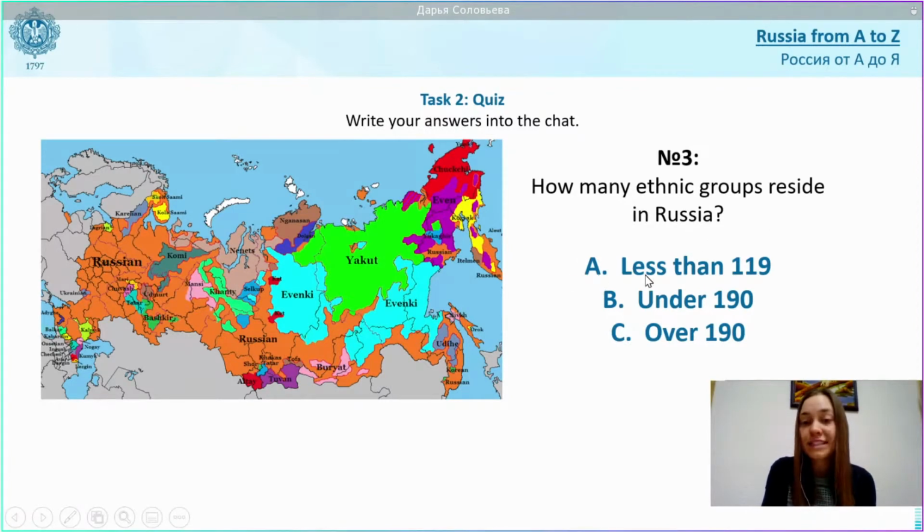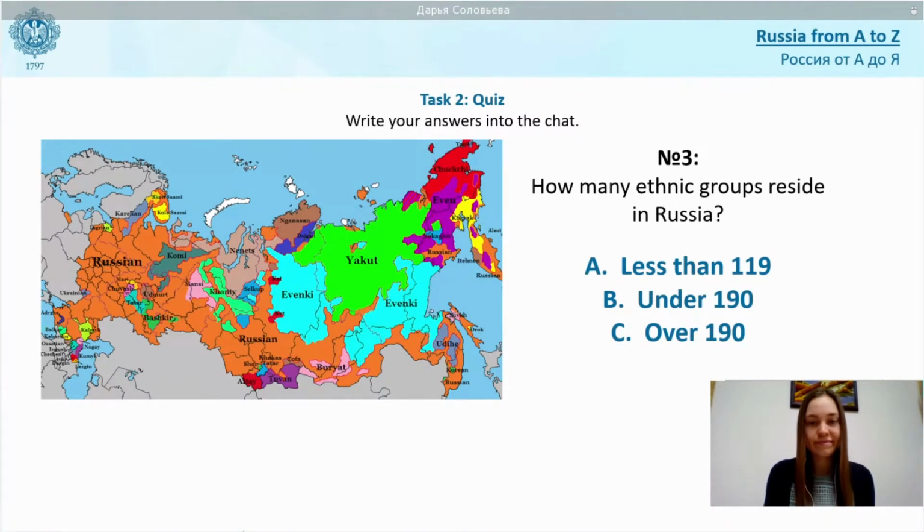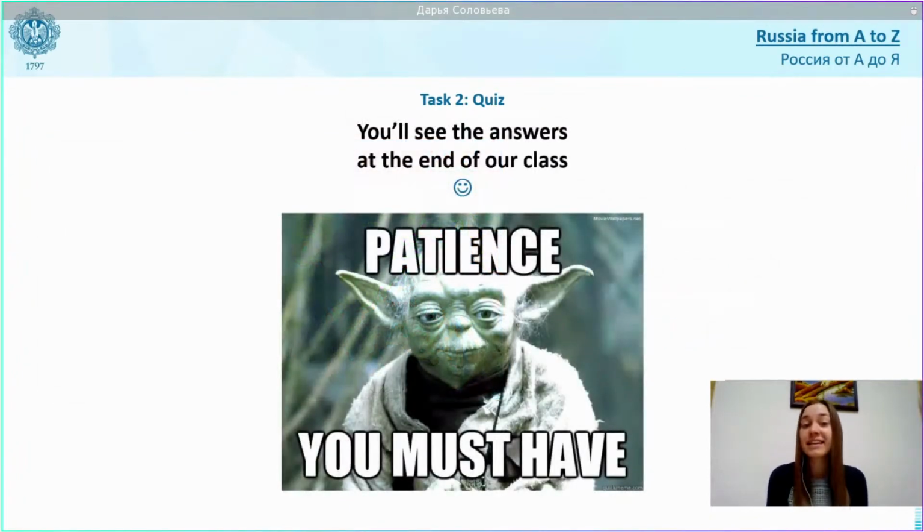The first option, less than 119. The second option, under 190. And the last option, over 190. You can look at this map, but it won't help you. It's just to know that so many ethnic groups really reside in Russia. And write your answer into the chat. Don't forget about it. And I'll give you 5 seconds. And we'll see the answers at the end of the class. Be patient.